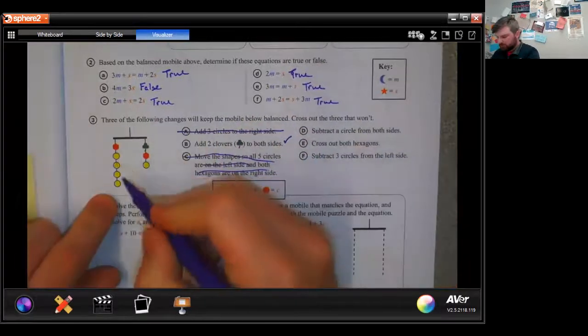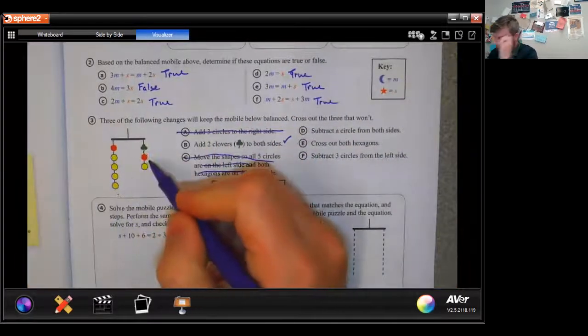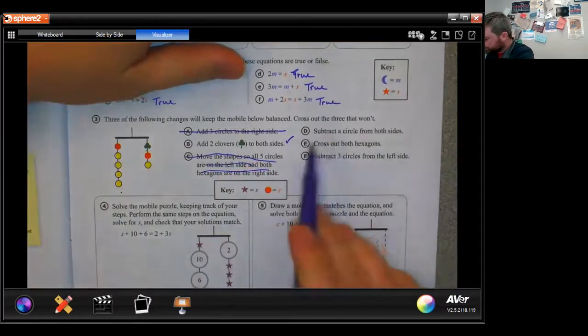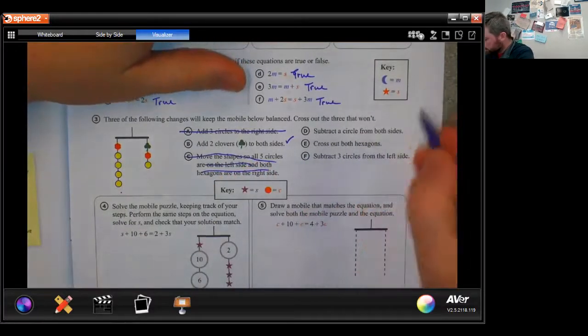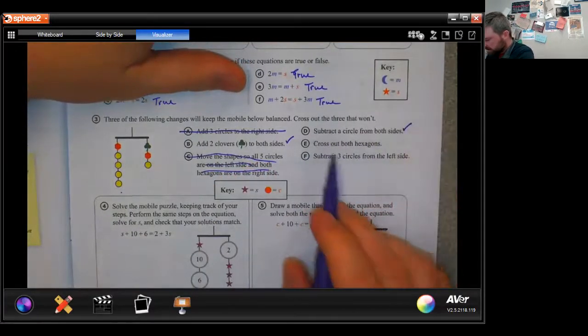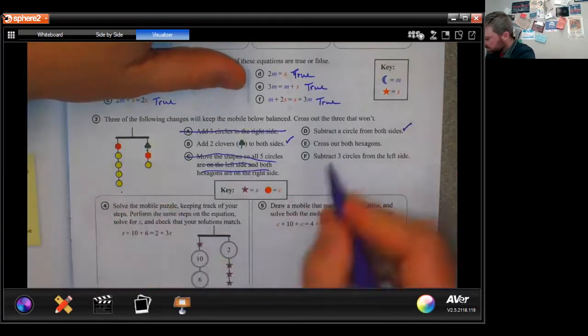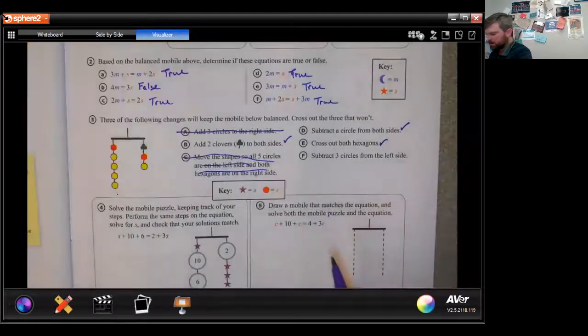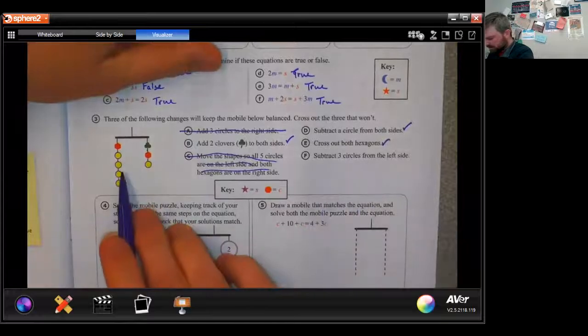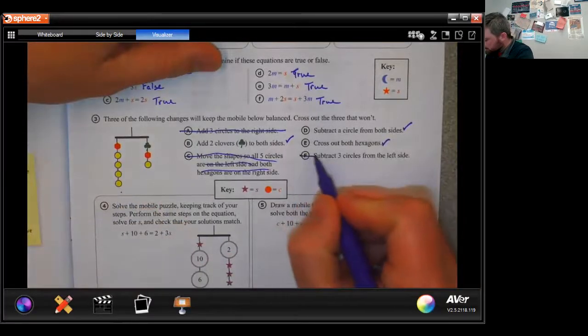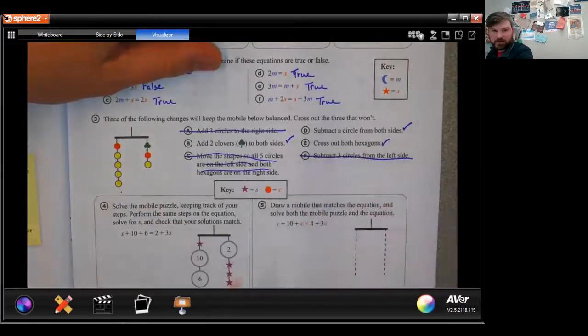Okay, if I take 4 circles off of this side, I got to take 4 circles off of this side. Subtract a circle from both sides. That works. Cross out both hexagons. Okay, so we're canceling out one from each side. That works. Subtract 3 circles from the left side. I cannot do it just to one side. Okay, so that one didn't work.